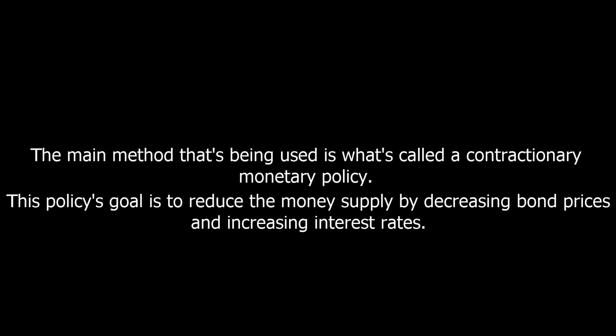The main method that's being used is what's called a contractionary monetary policy. This policy's goal is to reduce the money supply by decreasing bond prices and increasing interest rates.